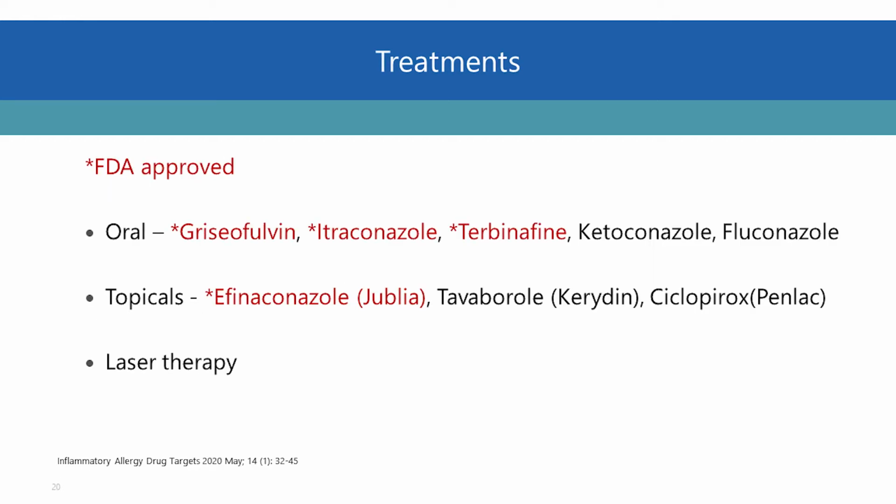Now, what are some of your other treatment options we have available to us? Well, we have the FDA-approved medications: griseofulvin, itraconazole, terbinafine. Okay, we have some of the topicals. The one topical that is FDA approved is efinaconazole, which is Jublia. I think we're all familiar with that. We have Kerydin, Penlac, and then we also have laser therapy. Now we're going to get into a few of these treatments separately.